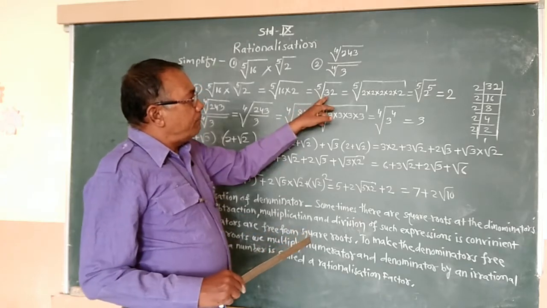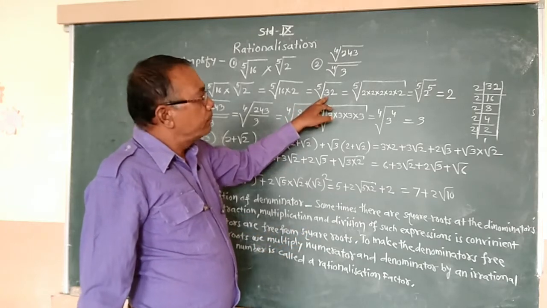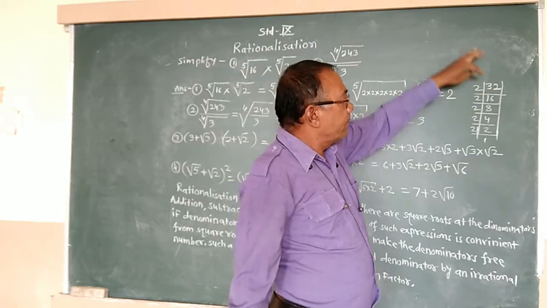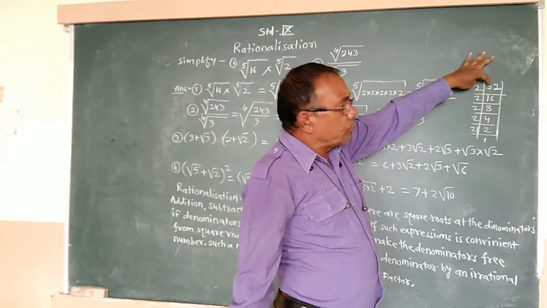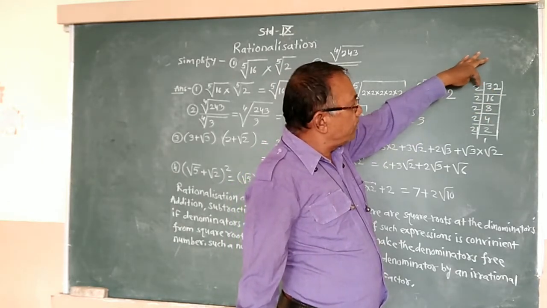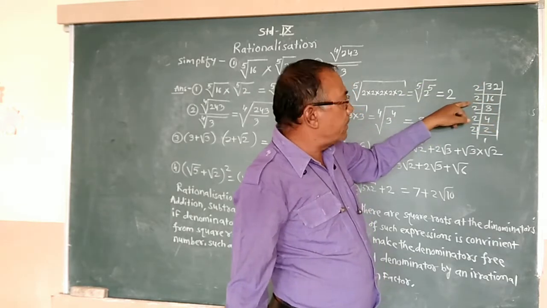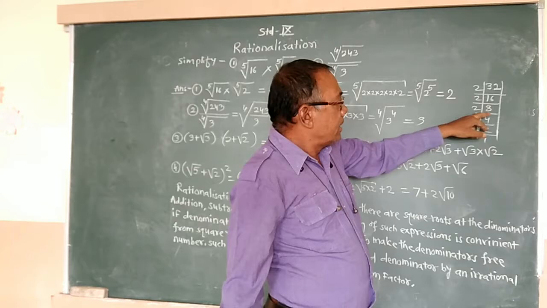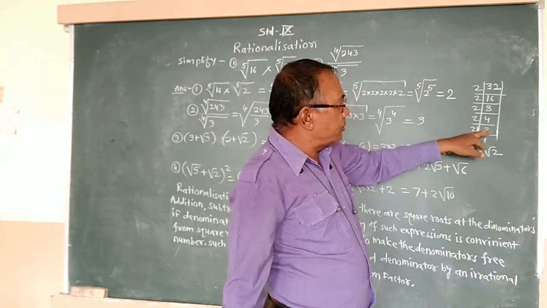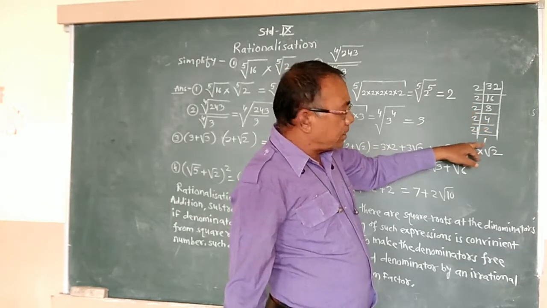Now we will factorize 32. Here I have factorized it. 32 is divisible by 2, and if we divide it by 2, we get 16. Again 16 is divisible by 2, so 2 8s are 16. Then 2 4s are 8, 2 2s are 4, and 2 1s are 2.